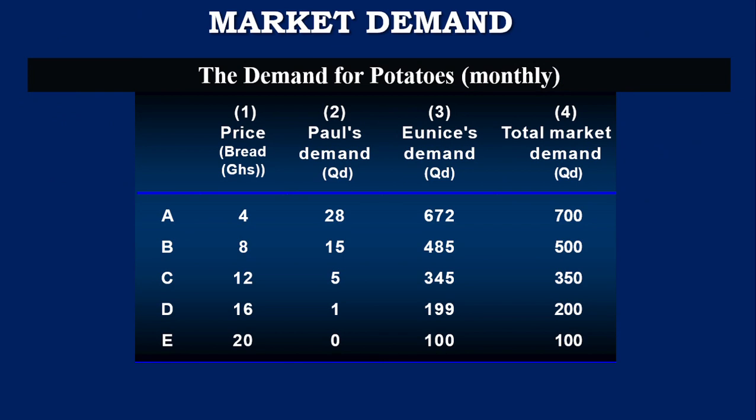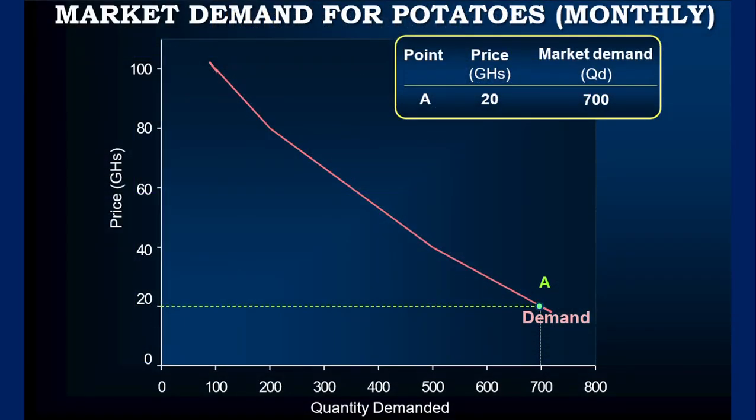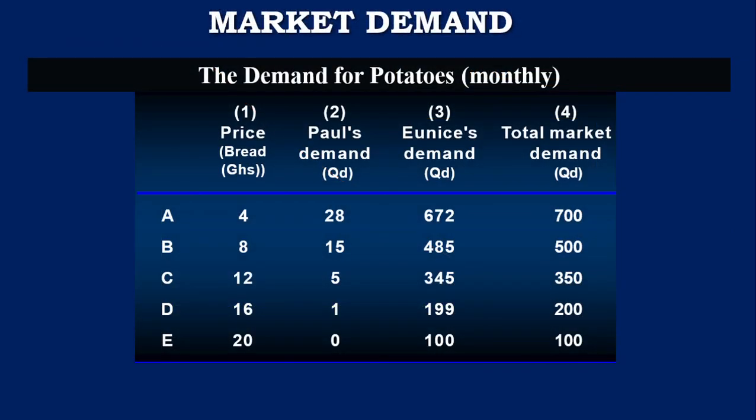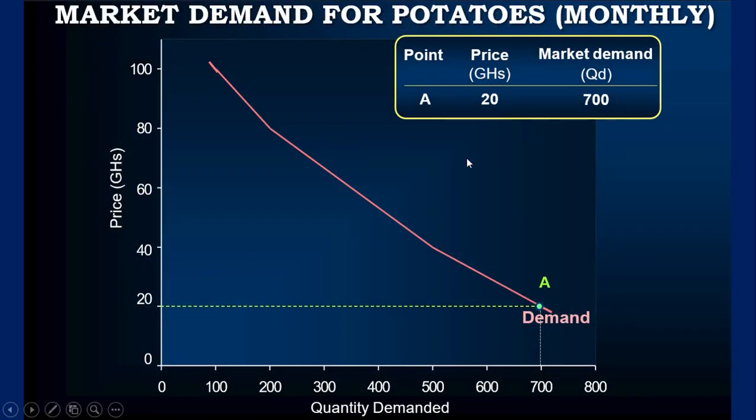This is a different example of a market demand schedule, and it follows the same principle. The market demand schedule can also be graphed, and that is called a market demand curve. It starts when price is 20 Ghana cedis. We have quantity demanded being 700. That is the summation of all the individual demands. So we have Paul's demand, we have Eunice's demand. When they are all summed up, we have 700 units of the commodity.